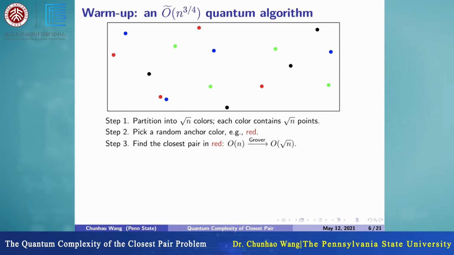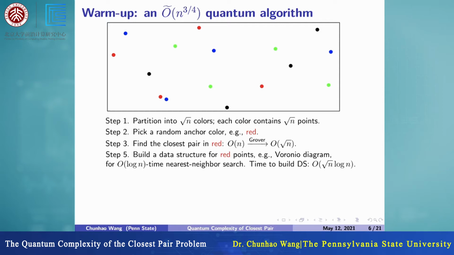To do that, we need to build a data structure to support nearest neighbor search. So we build a data structure of the red points. For example, we can use the Voronoi diagram, which supports nearest neighbor search. The time to build this data structure is square root n log n. But once you have the data structure, to find the nearest neighbor for any given point, it only takes log n time. So you can very efficiently find the nearest neighbor for any given point.